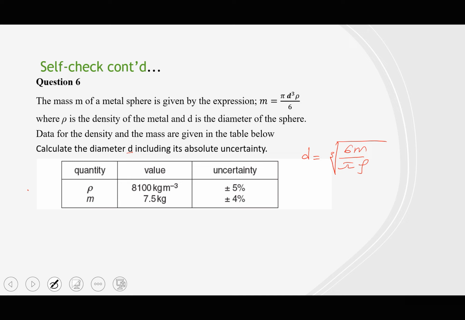I guess it has been a very good engagement. Wherever you are, you must have followed to this end, and at least you must have tried to understand the rules involved in combining uncertainties, and therefore the next time you find such questions, you should be able to answer them with confidence.